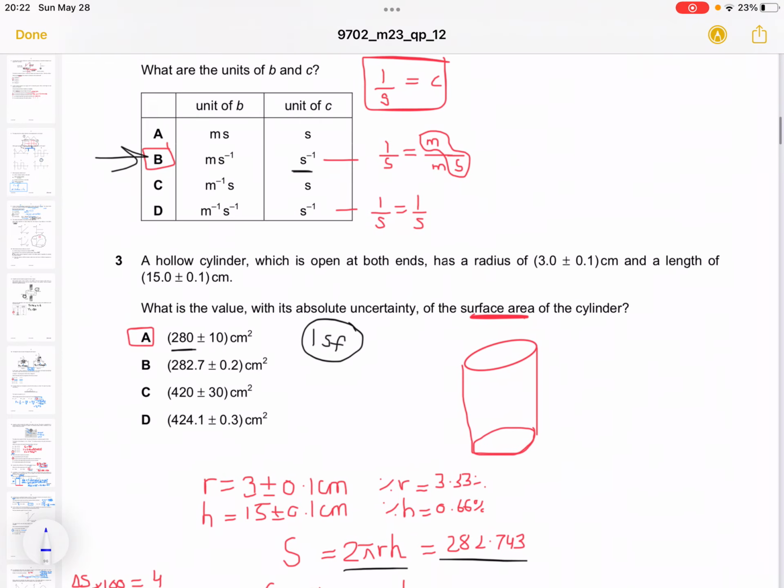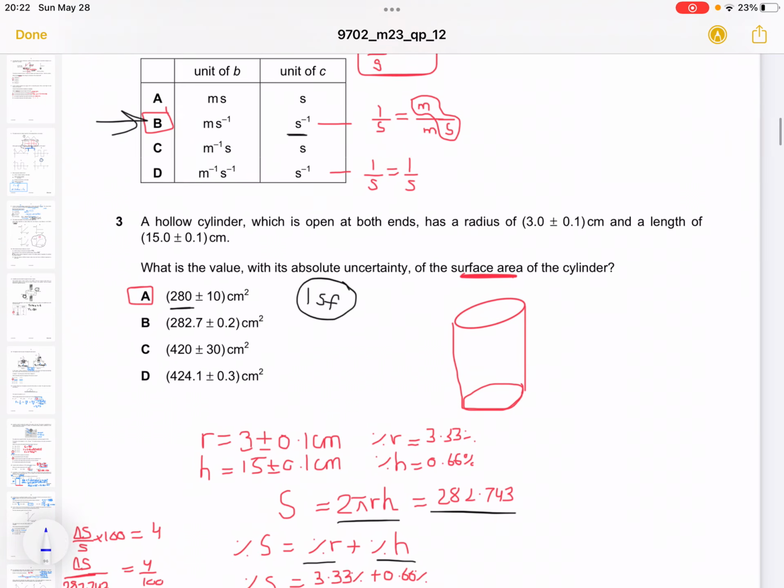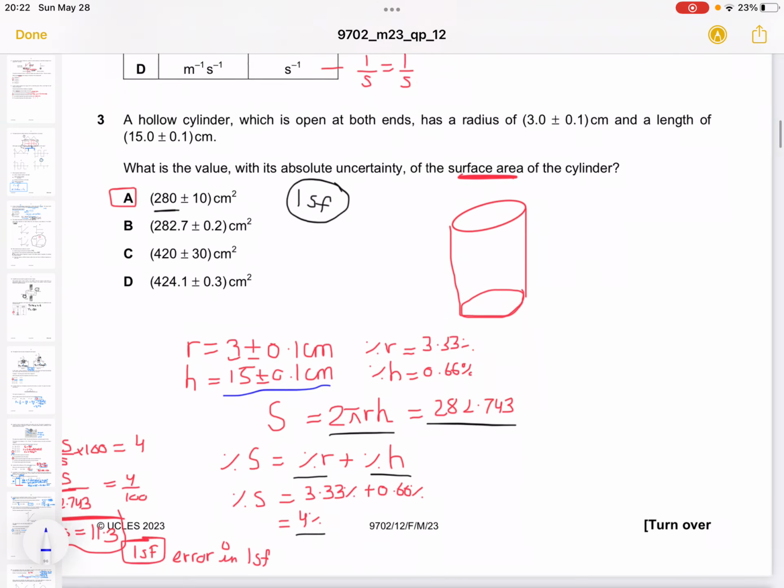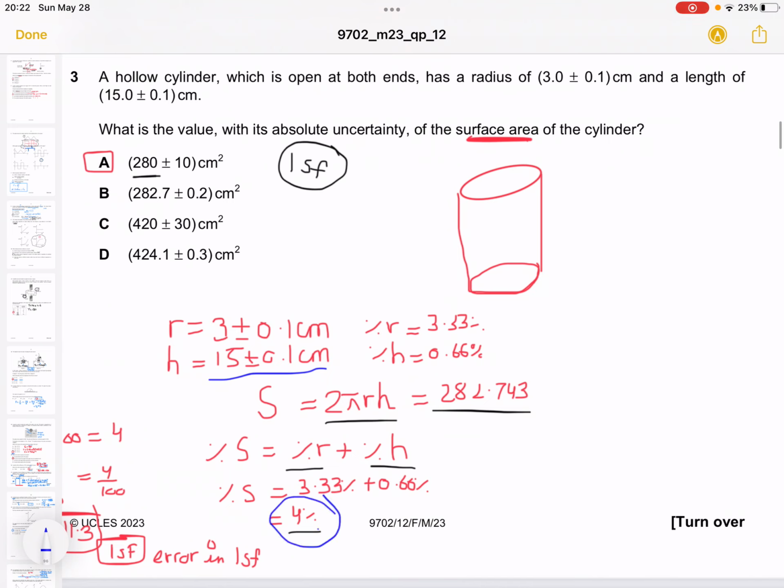Question number 3 says that a hollow cylinder has a radius and length. What are the values of the absolute uncertainty? The surface area is 2 pi r h. We can find the percentage uncertainty in r and h by 0.1 over 3 into 100 and 0.1 over 15 into 100, which is 0.66 and 3.53. So the total percentage uncertainty in the surface area is 4%.